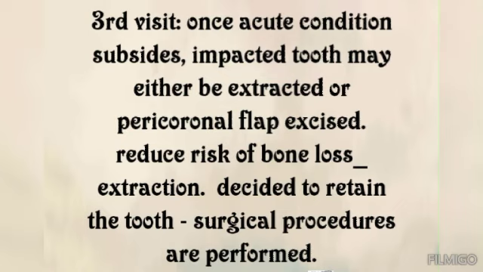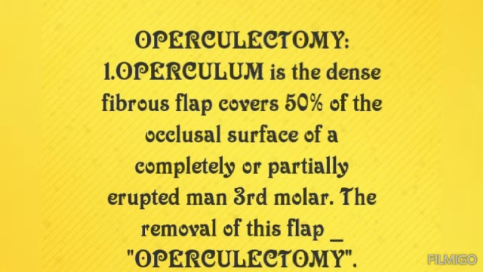In the third visit, once the acute condition subsides, the impacted tooth may either be extracted or the pericoronal flap may be excised. To reduce the risk of bone loss around the second molars, a partially or completely impacted third molar should be extracted as early as possible in its development. If it is decided to retain the tooth, the necessary surgical procedures are performed at this visit, provided that there are no acute symptoms. And what is operculectomy?